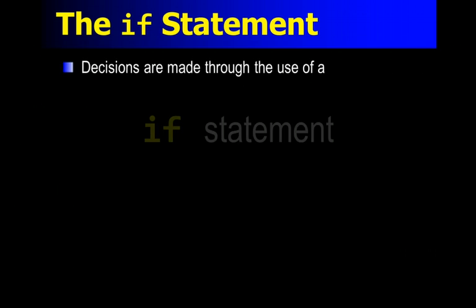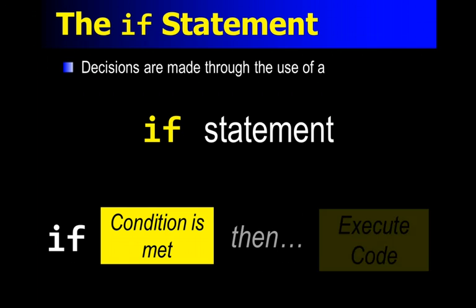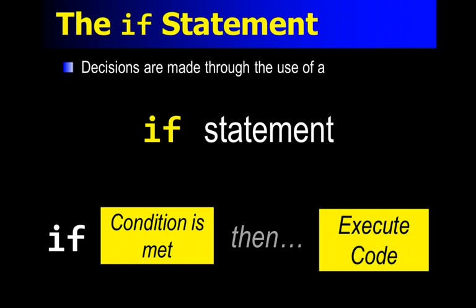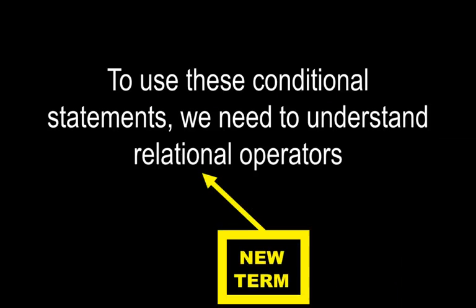So what is this thing, okay? Well, the if statement is basically written as a keyword. The keyword if is written into your code. If you meet a condition, then it runs the code. Okay, now let's look at the structure of how that works. To understand the structure, since we're making a comparison or test, we need to understand these things called relational operators.